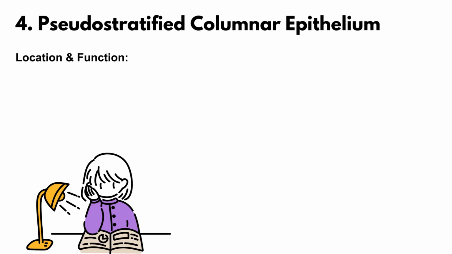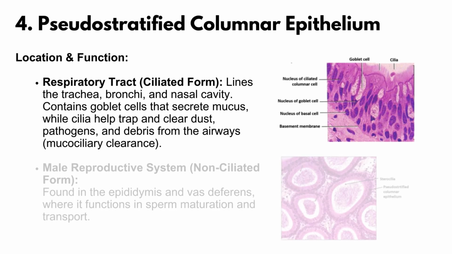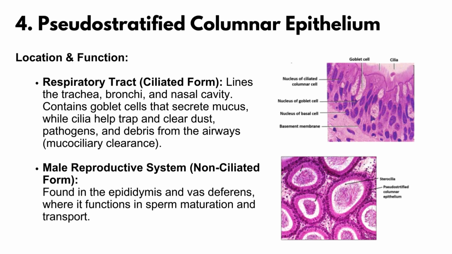Locations and functions of pseudostratified columnar epithelium. It depends on whether it is ciliate or non-ciliate. In the respiratory tract, it lines the trachea, bronchi, and nasal cavity. The goblet cells secrete mucus, while cilia trap and clear debris. In the male reproductive system, the non-ciliate form is found in the epididymis and vas deferens, where it assists in sperm maturation and transport.